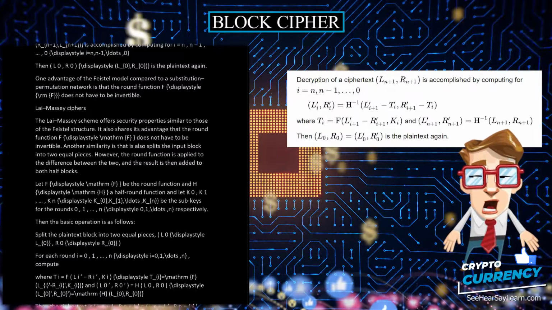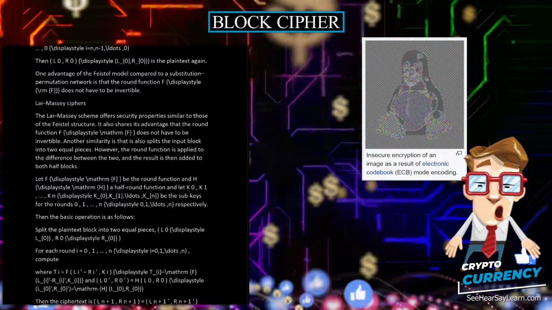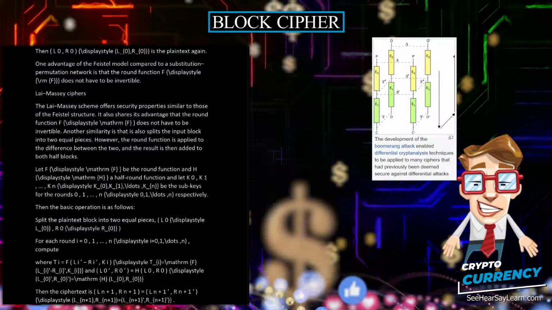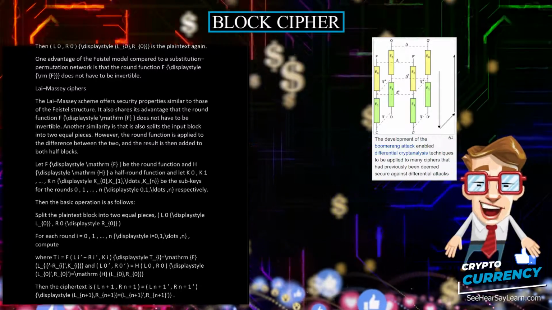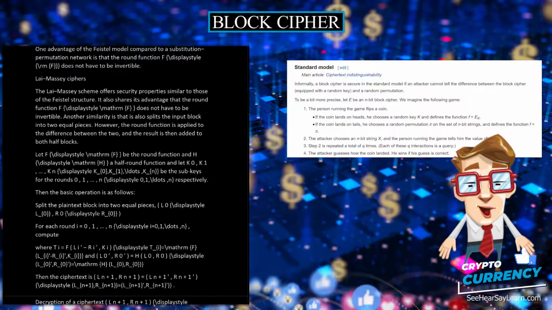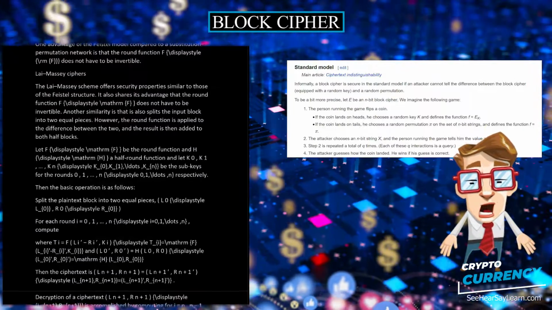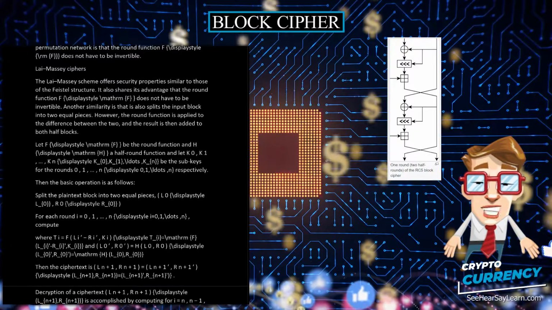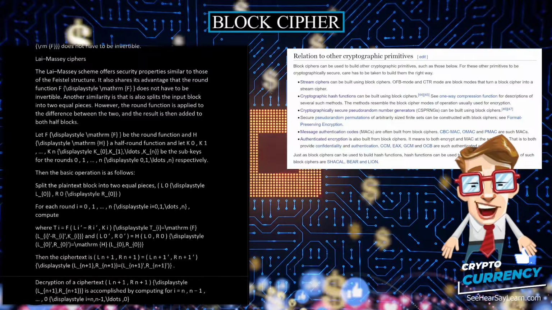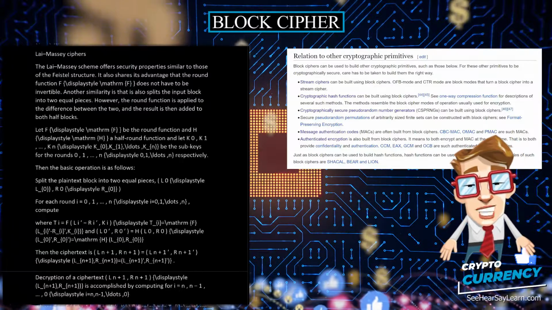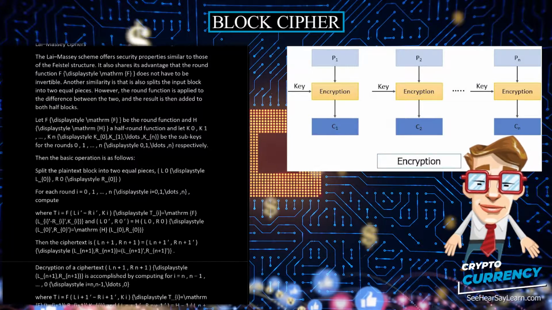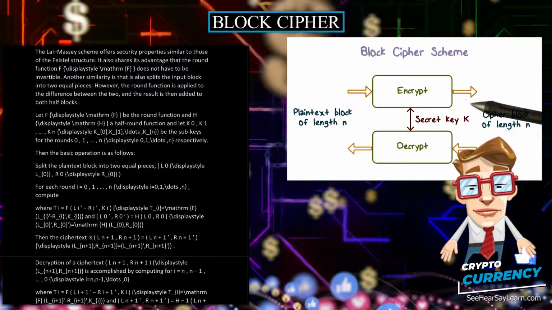Let f be the round function and h a half round function, and let k_0, k_1, …, k_n be the subkeys for the rounds 0, 1, …, n, respectively. Then the basic operation is as follows.